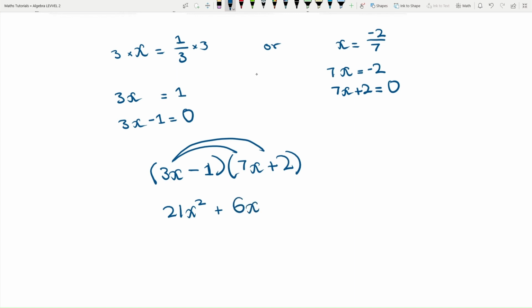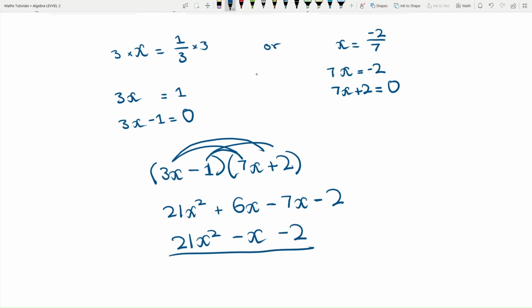Now we're going to go -1 multiplied by 7x, that gives -7x, and then -1 multiplied by 2 is -2. So we have -x, -2. That's our formula. So our a value is 21, our b value is -1, and our c value is -2.